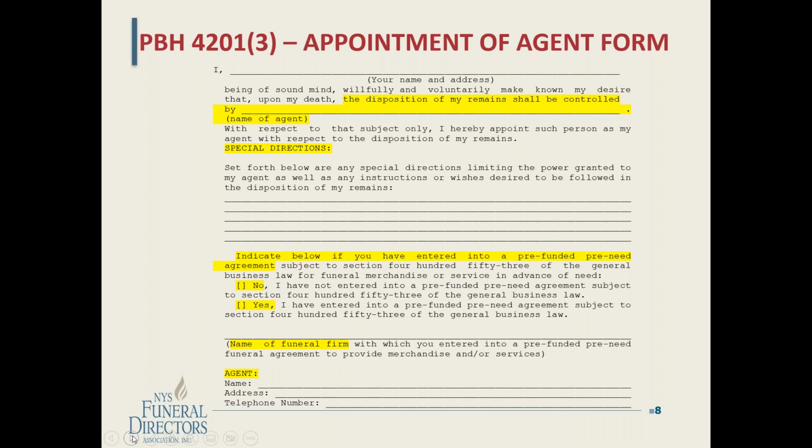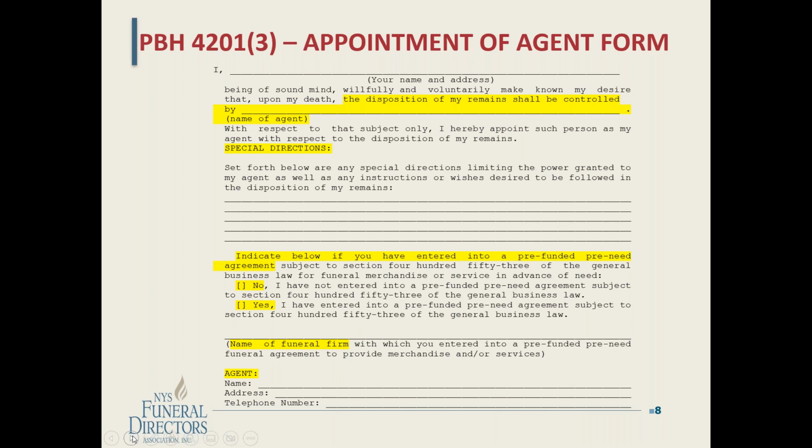So if the special direction section is filled out, then that is something the agent should be following when they take control of disposition. You'll also see that this section has an area to talk about whether you do or don't have a pre-funded pre-need agreement, and where you can put the name of the funeral firm.